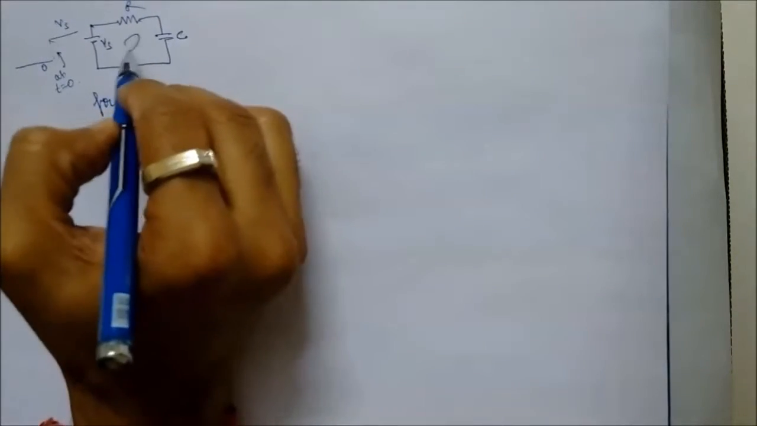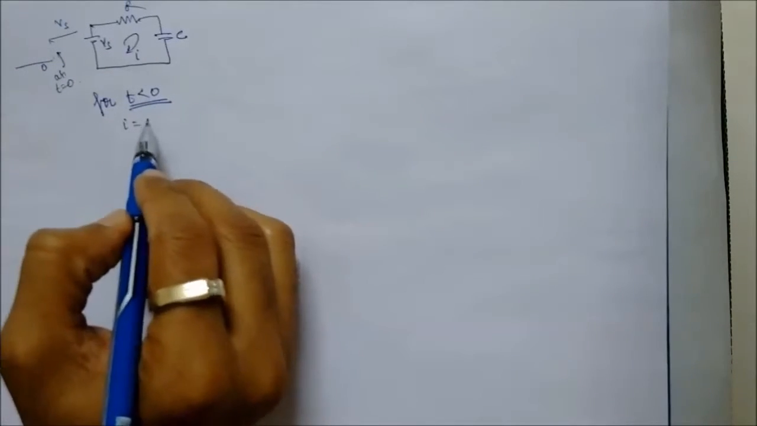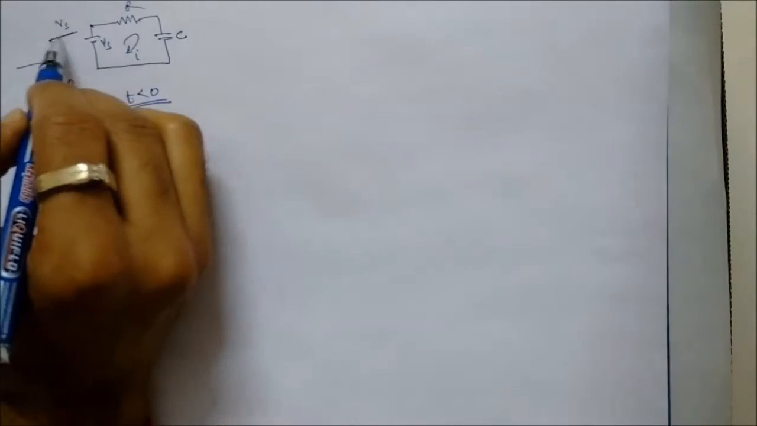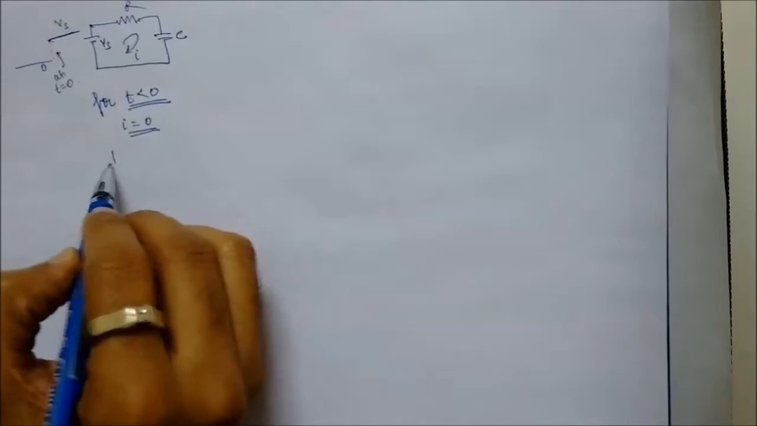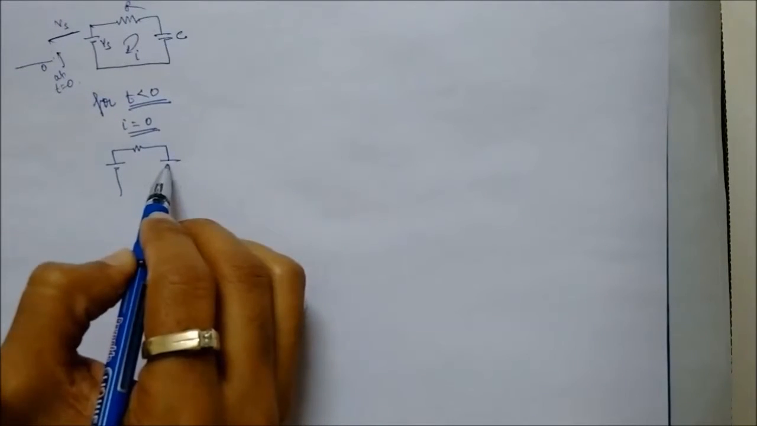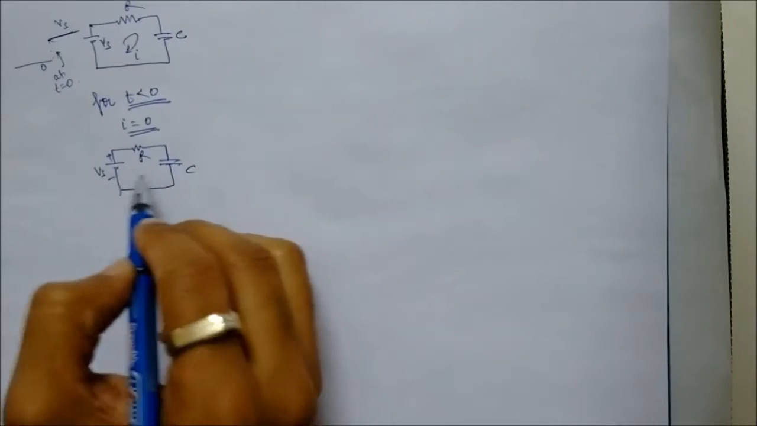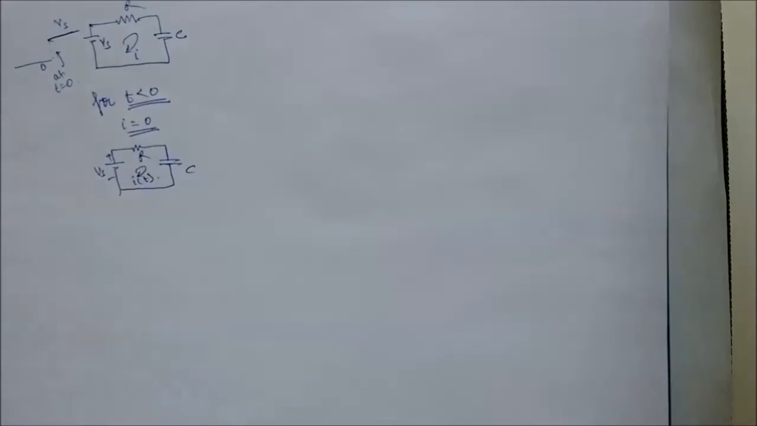Let's say voltage is applied across the RC circuit which changes from 0 to Vs value at t is equal to 0. So for time instant t less than 0, the current through the RC circuit will be 0. But at t is equal to 0, voltage Vs will be applied across the RC circuit. And let's say i(t) is the current flowing through it.